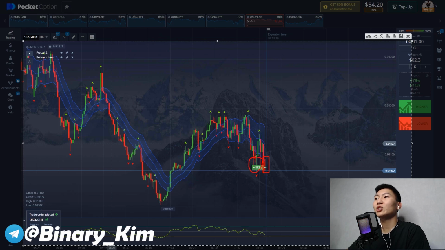Also, pay attention to these wicks. It tells us that the bulls gained momentum and the bearish momentum is about to be over. I think the price should retest the lower boundary of the channel and then enter the channel again. By the way, here is this huge support zone, so the price is gonna rebound and go to the upside.